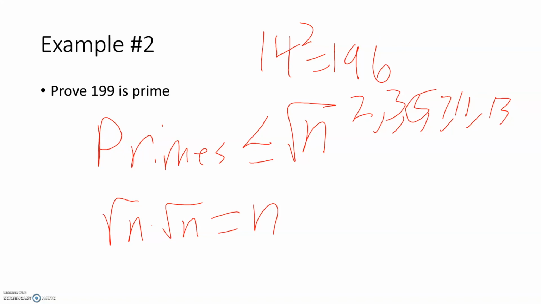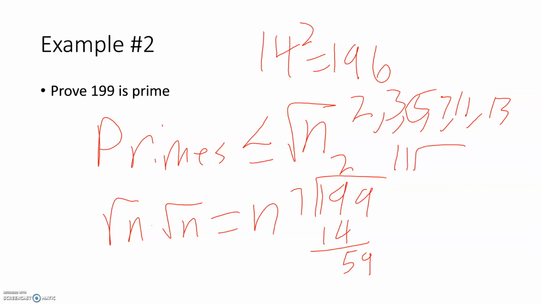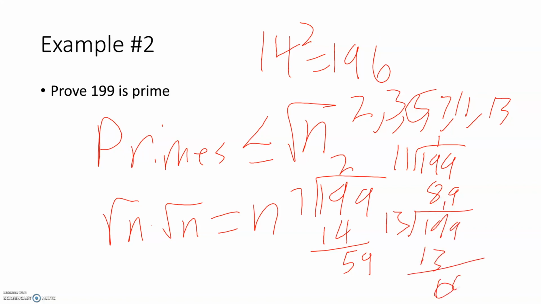Now, let's see if it's divisible by 7. 7 into 199 leaves 59. 59 is not divisible by 7. So let's try 11 now. 11 into 199 leaves 89. 89 is not divisible by 11, so we just need to test the last number, 13. 13 into 199 leaves 69. 69 is also not divisible by 13.